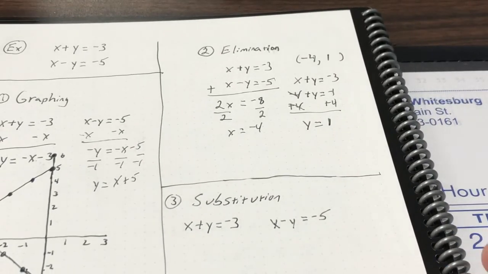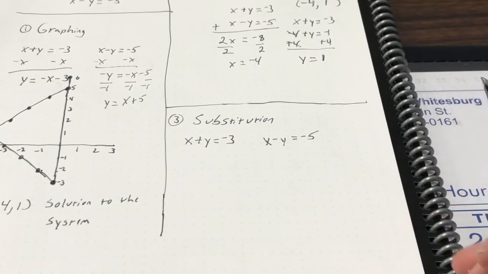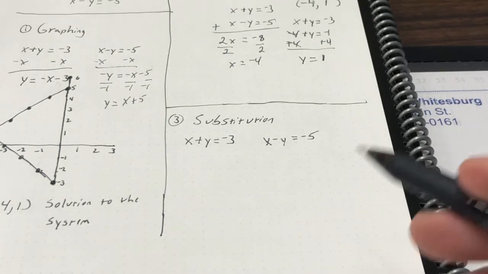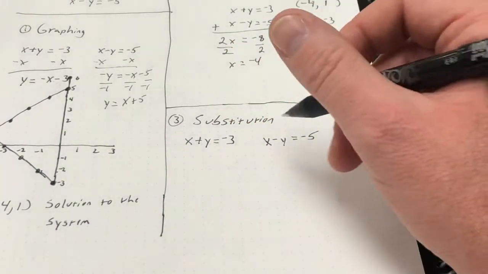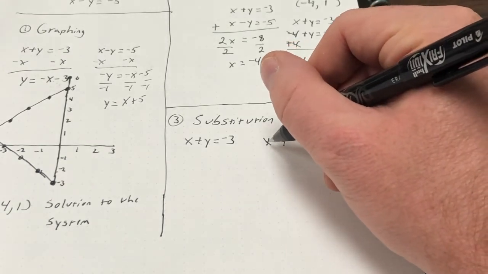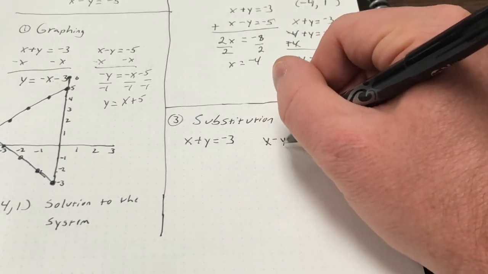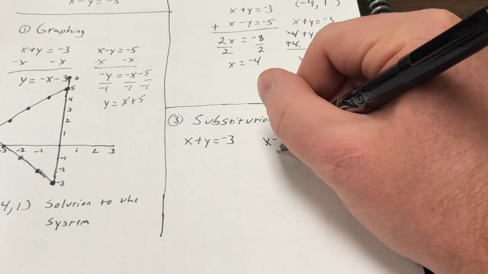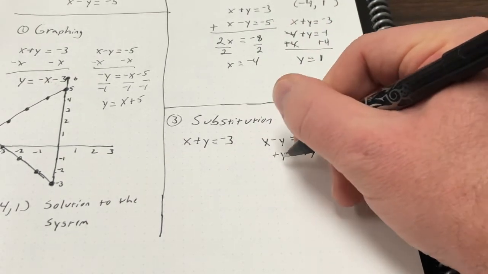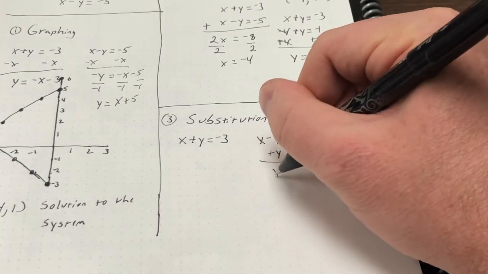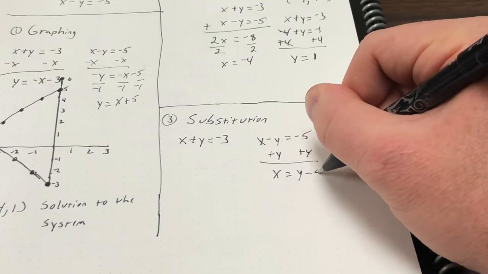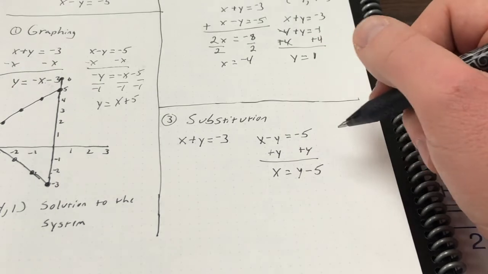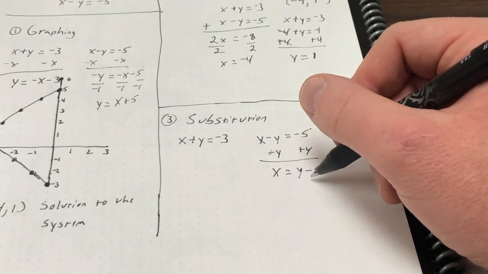Just a different look. And then finally, you could do substitution. This one requires you to be able to get a variable by itself and then plug it back in. It doesn't really matter which one you start with. I'm going to use this one, and I'm going to get x by itself. So I'm going to pick this equation. I'm going to get x by itself by adding y across. And I get x equals y minus 5 because I can't put y's and non-y's together. So I'm just left with x equals y minus 5.